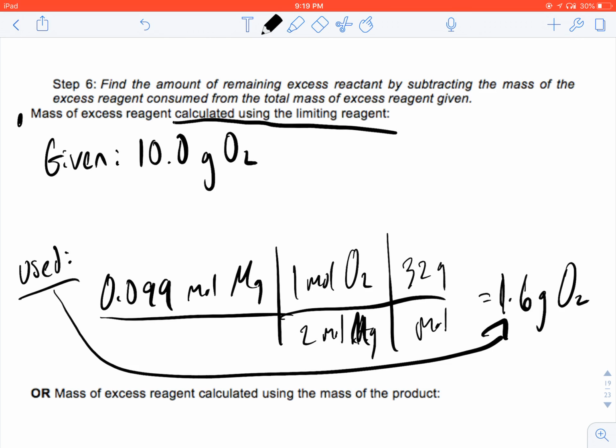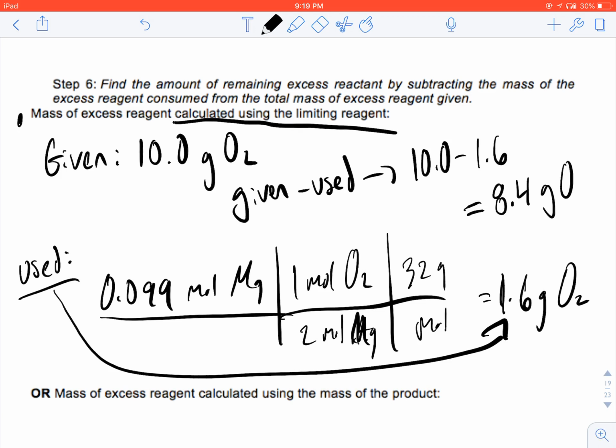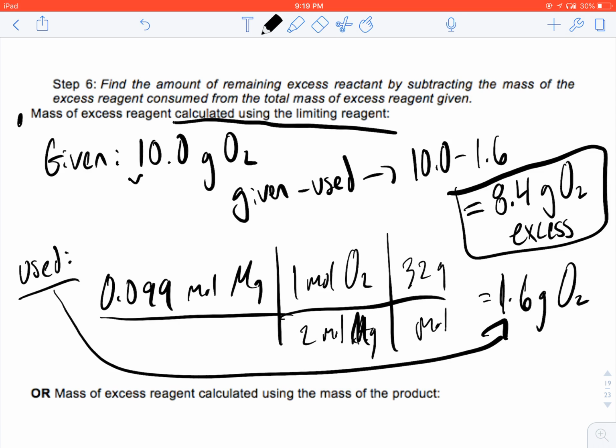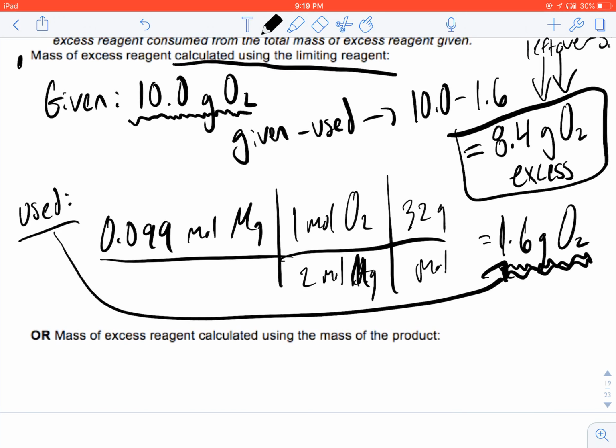So we take the given minus the used, which is 10.0 minus 1.6 equals 8.4 grams of O2 excess. So we were given all of this O2. We only used this much here. So we have this much left over. Alrighty. So that's one way to calculate it.